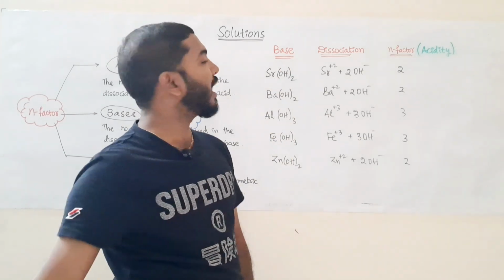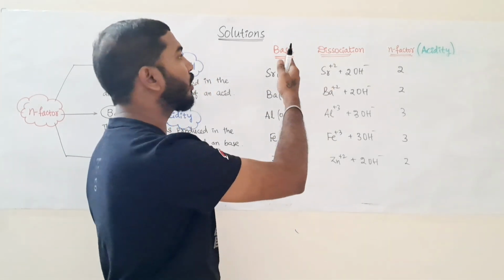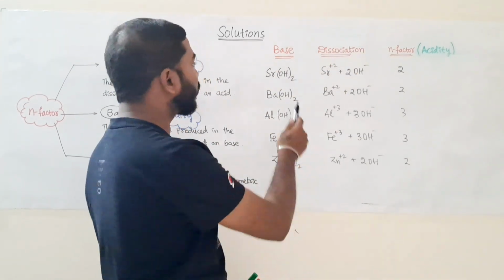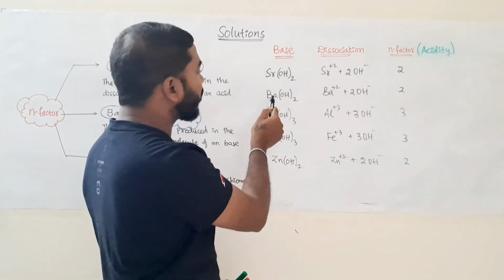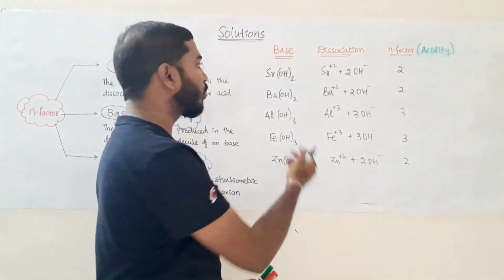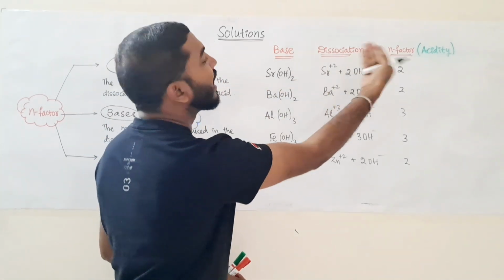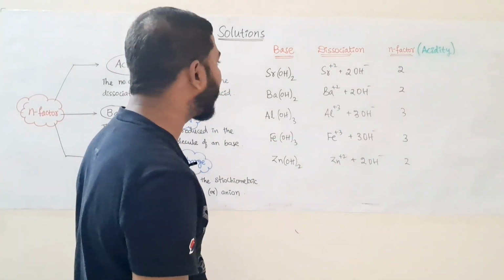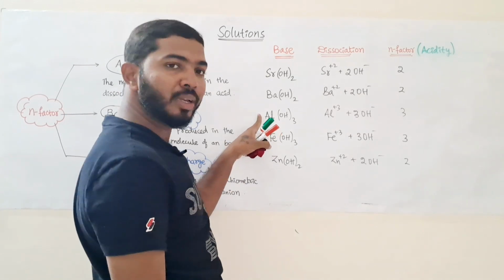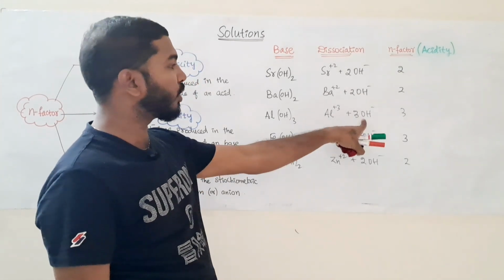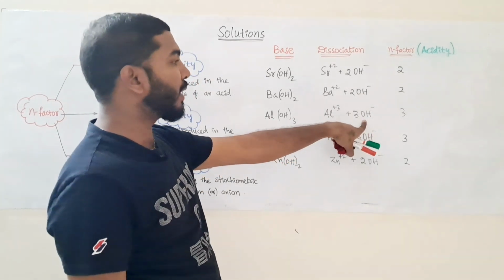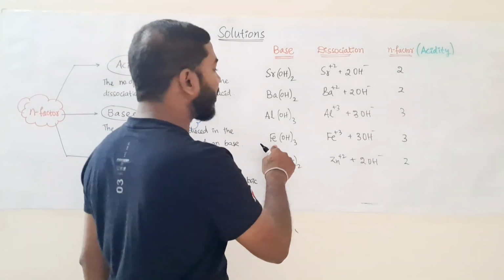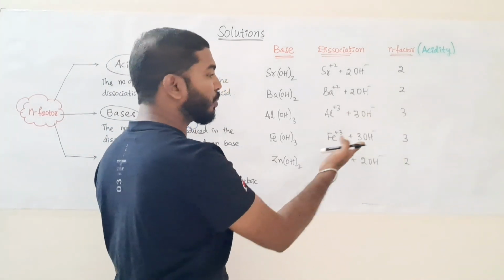Yeah, so here we have a few more examples for bases and their acidity. Since strontium and barium are second A group metals, they are going to produce 2 OH minus ions in their dissociation, hence their N factor is going to be 2. Whereas aluminium hydroxide, Al(OH) taken thrice, produces 3 OH minus ions, so the N factor is 3. And then ferric hydroxide also is going to produce 3.